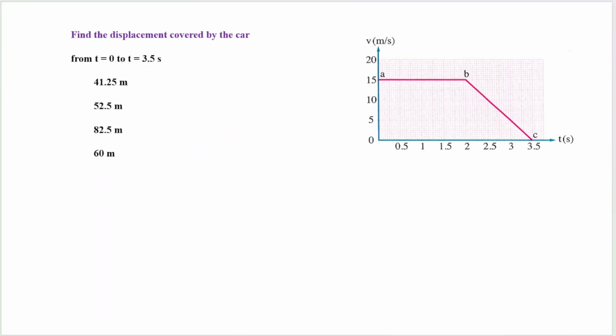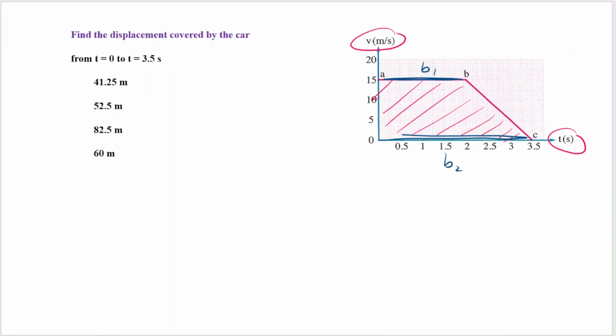For this question, find the displacement covered from time equals 0 to time equals 3.5, so from the beginning to the end. Can you see? This is a velocity time graph. So to find the distance, you just find the area under the graph. You can do it one time by finding the area of this trapezium. This is base 1. This is base 2. This is the line which is perpendicular to them. This is the height. So to find the total distance directly, you find the area of this trapezium.